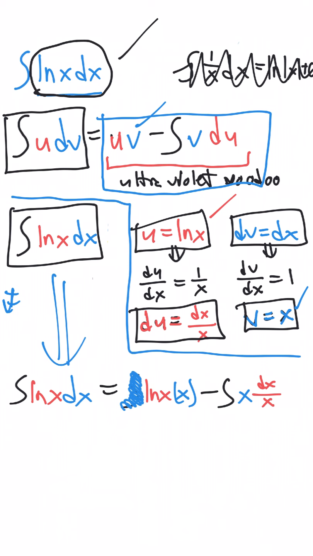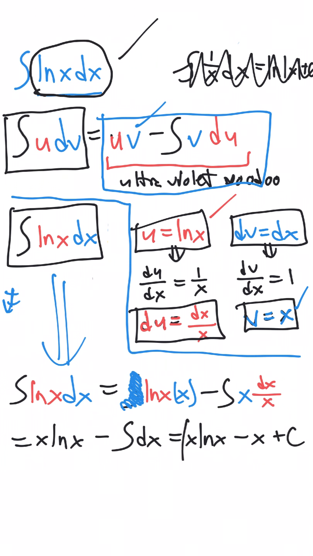This might look like a mess to you, but look again. That's going to equal x natural log of x minus the integral of just dx, or 1 dx. What's the antiderivative of 1 dx? X. So x natural log x minus x plus what? Plus c. There you go.